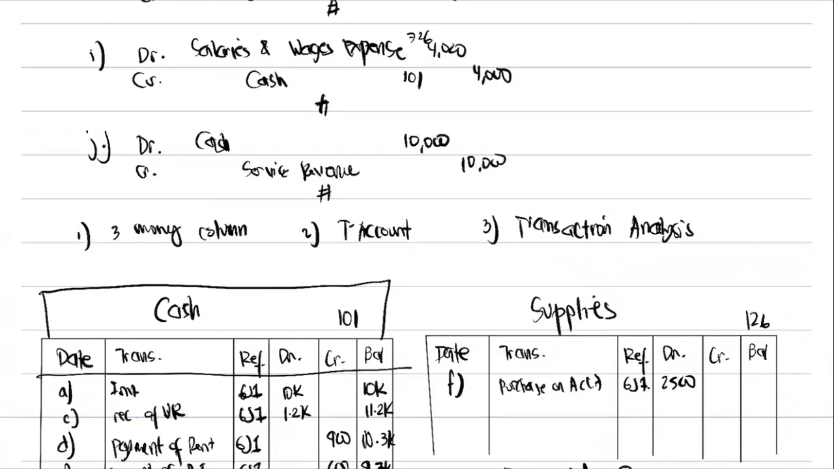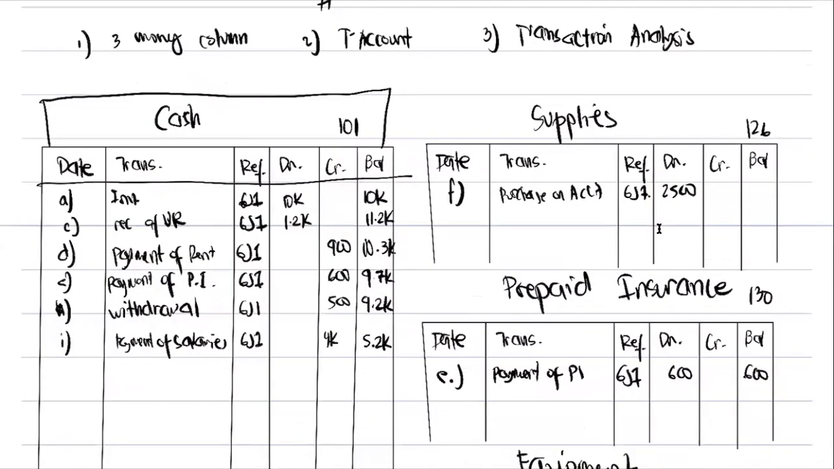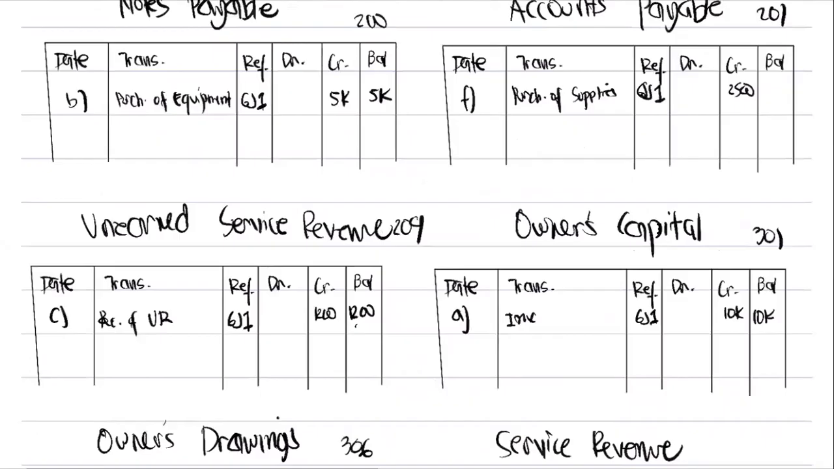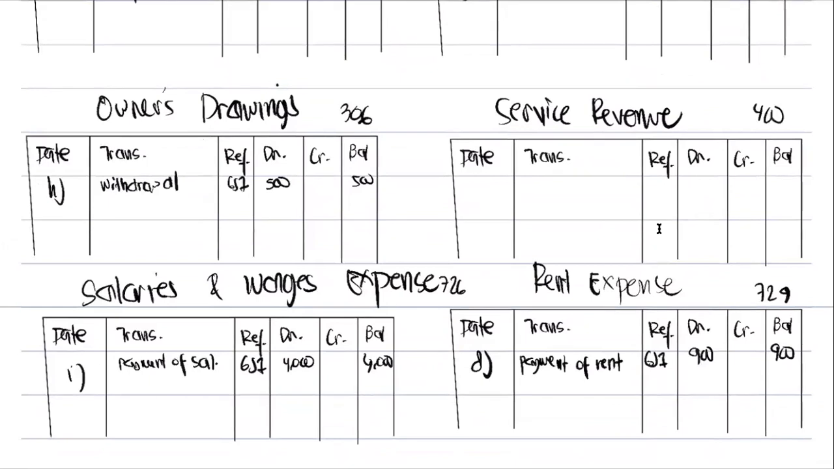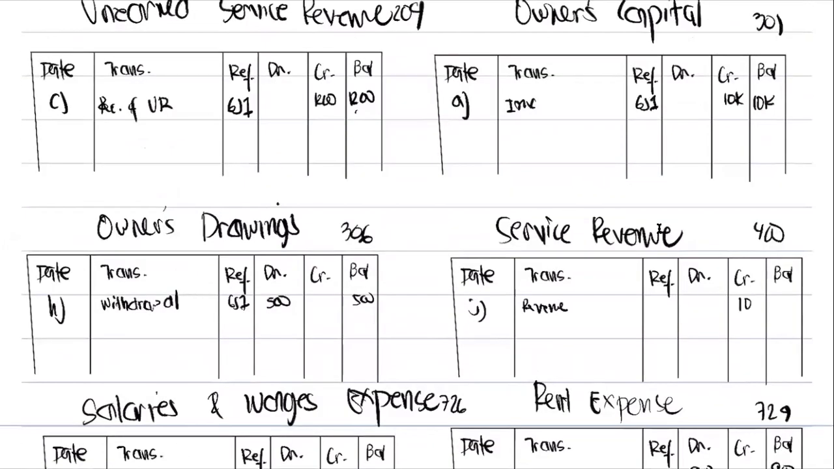We go now to your last entry. We debit cash and credit service revenue. So 101, and service revenue is 400. So 101, we have here revenue of 10,000. So this will give us 15,200. GJ1, letter J. And then we go to your service revenue. This is account number 400. So this is your revenue amounting to 10,000. Okay, so reference is GJ1.